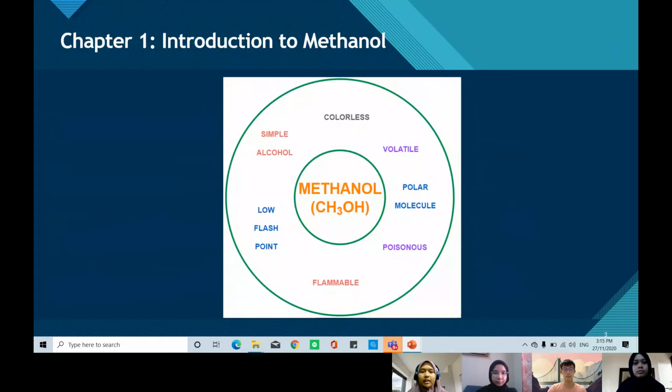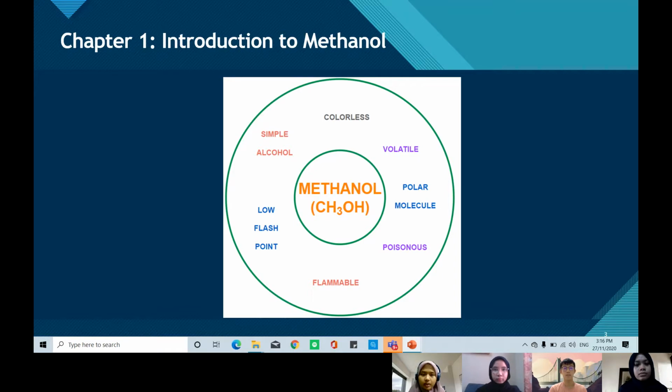Okay, so methanol is a chemical substance which has a chemical formula of CH3OH. It is also known as methyl alcohol or wood alcohol. It is a polar molecule because it has a methyl group which is connected to the hydroxyl group. Methanol can be produced industrially by combining carbon monoxide and hydrogen gas directly. So, characteristic of methanol includes it is a colorless gas, volatile, and it is also a simple alcohol.